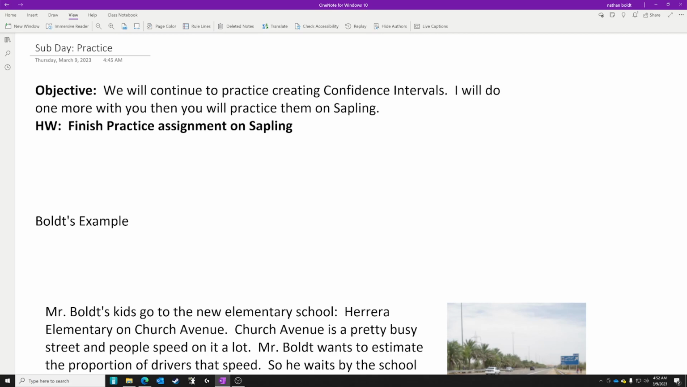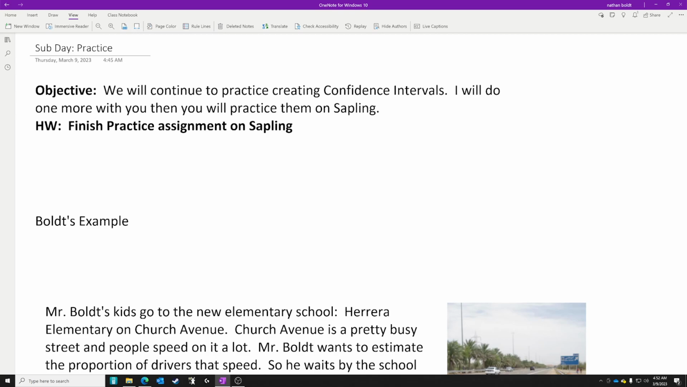So I'm going to give you an example here of a confidence interval again, give you one more look at it, and then you can go practice it on Sapling, where we usually have our homework assignment. But I wanted to show you one more time, walk you through the steps nice and slow, and hopefully as clear as possible. All right? So we're doing a confidence interval here.